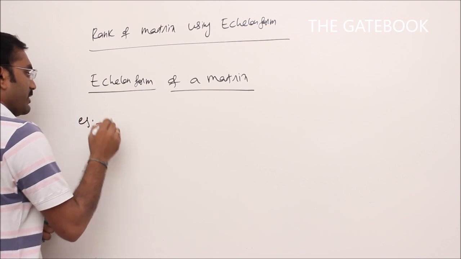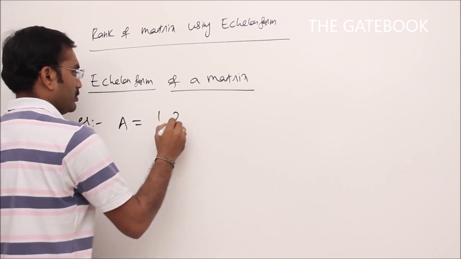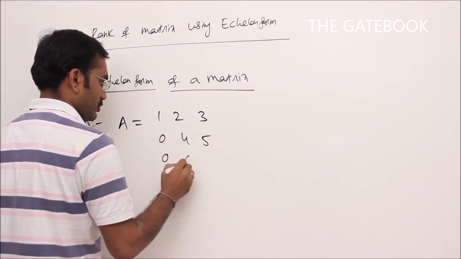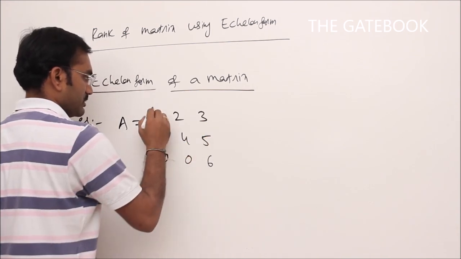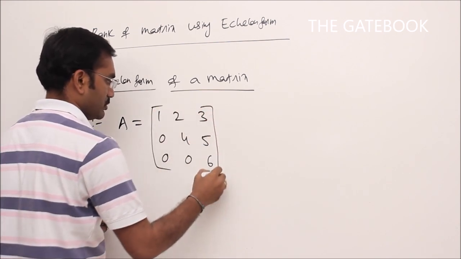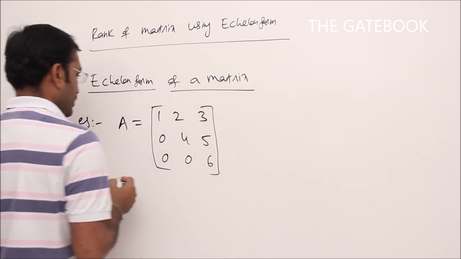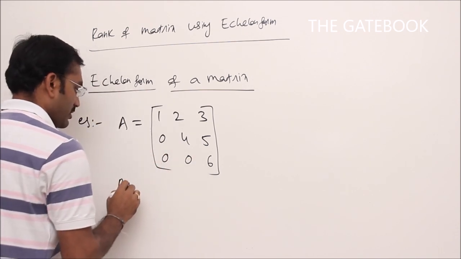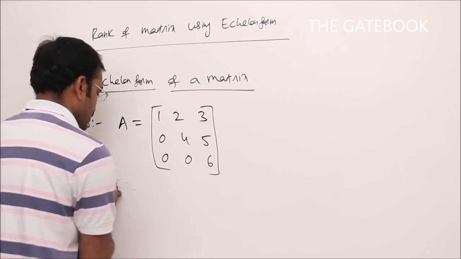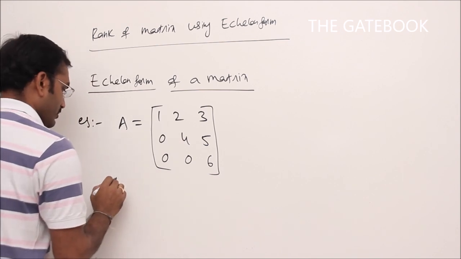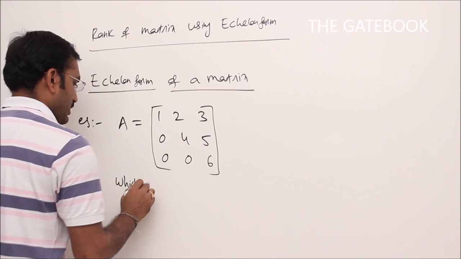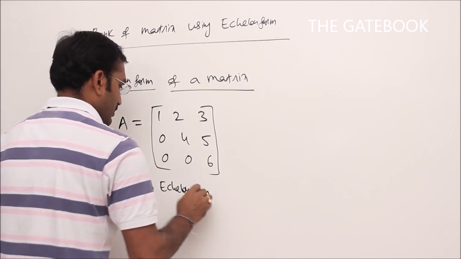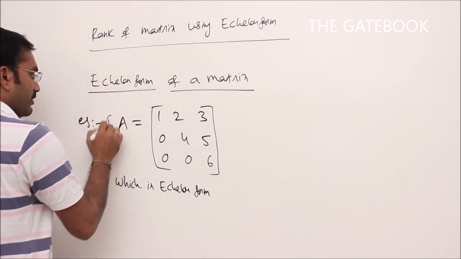Now consider an example. A is equal to 1 2 3, 0 4 5, 0 0 6. Now here I can say that the rank of this matrix, echelon form, which is in echelon form. I will tell the conditions of echelon form.